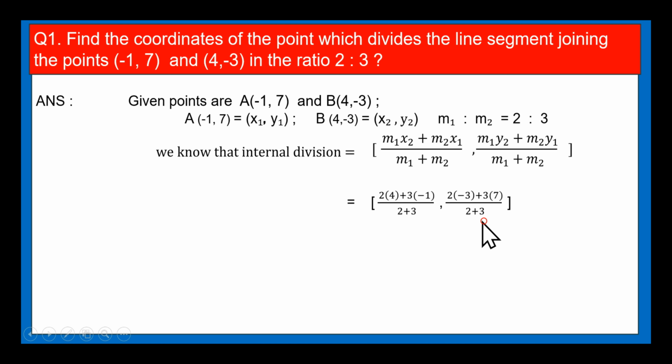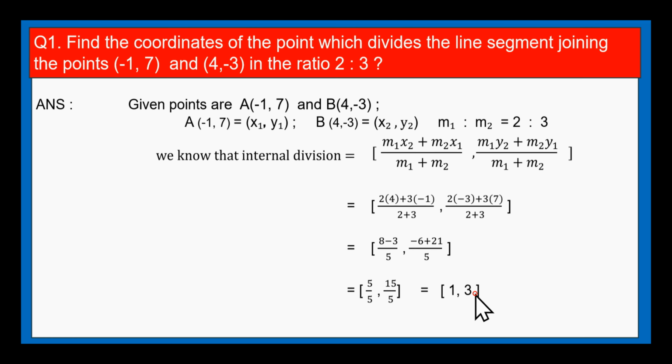Okay. Now let us simplify this. 2 into 4 is equal to 8, plus 3 into -1 is -3, by 2 plus 3 is 5. 2 into -3 is -6 plus 3 sevens is 21, by 2 plus 3 is 5. Isn't it? Now you see, what is 8 minus 3? 8 minus 3 is 5, divided by 5. And what is 21 minus 6? 21 minus 6 is 15, divided by 5. 5 in 5 one time and 5 in 15 three times. Therefore, the internal division point is (1, 3).